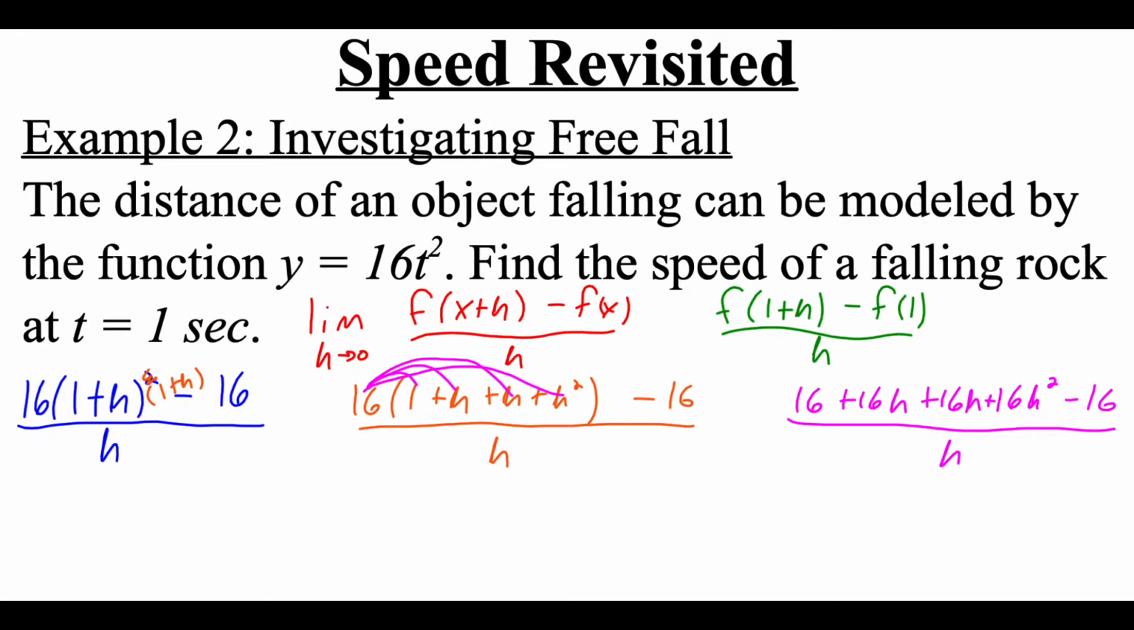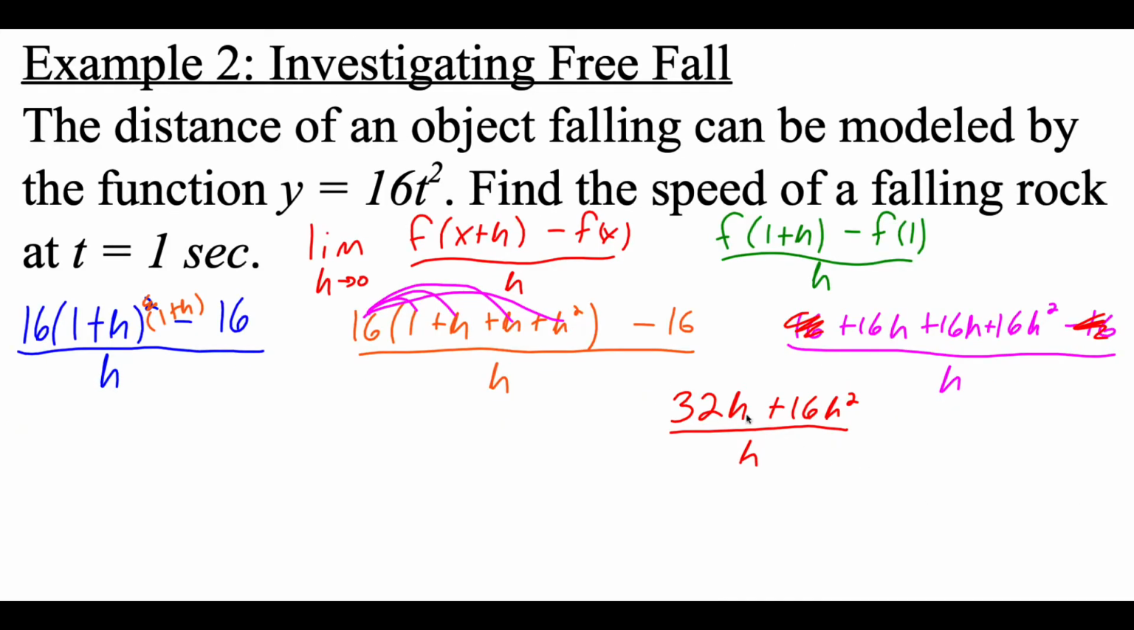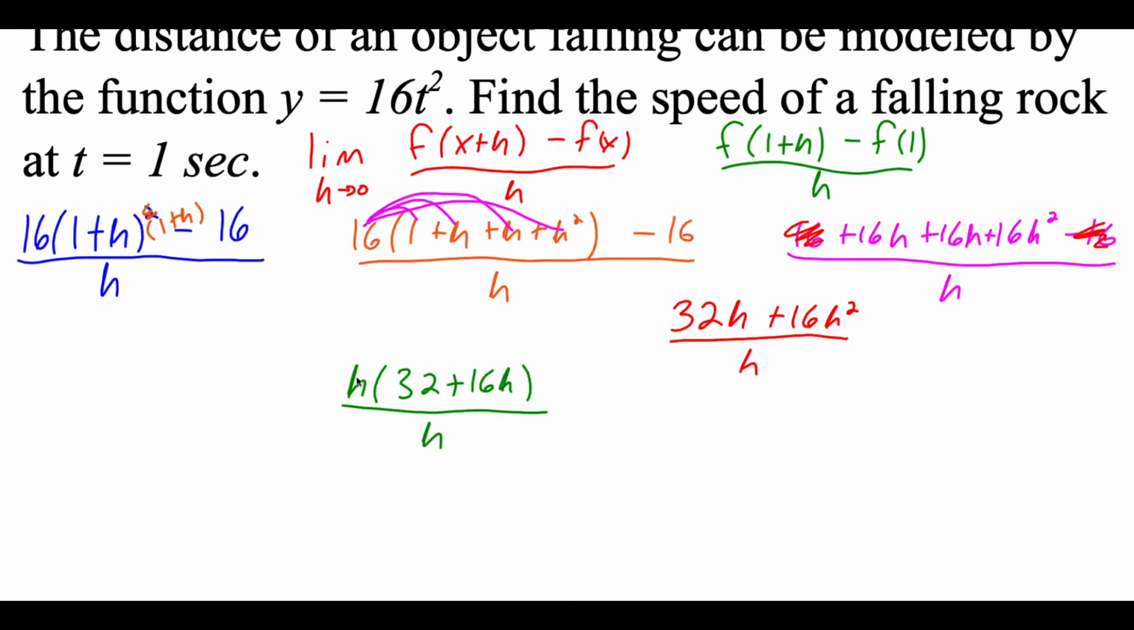If we look at combining some like terms, 16 and negative 16 cancel each other out. 16h and 16h gives me 32h. I still have plus 16h squared, and this is all still over h. We can take a GCF of h out of the top. So I'm going to write this as h times (32 plus 16h) all over h. These h's are going to cancel each other out.